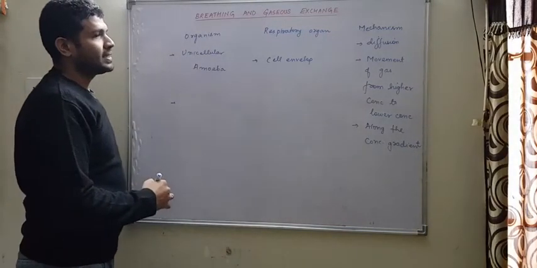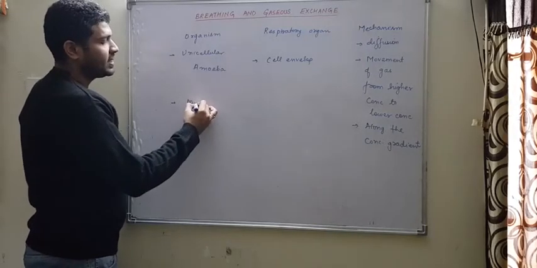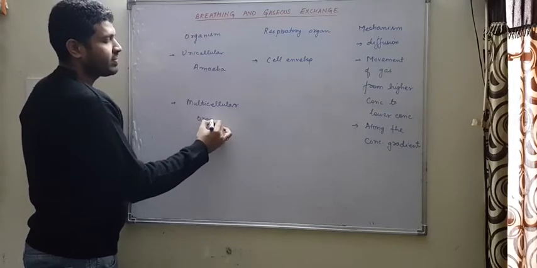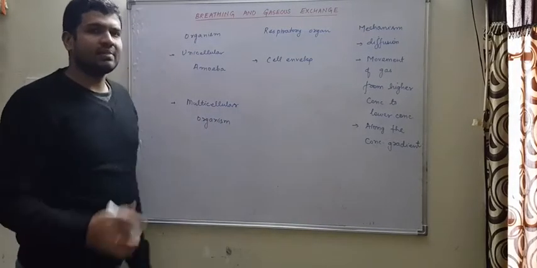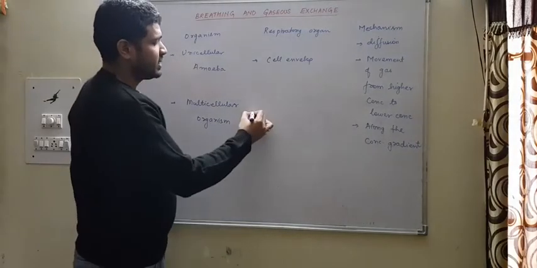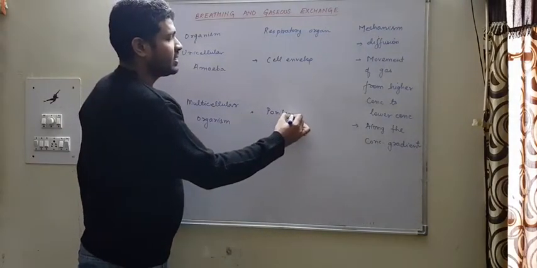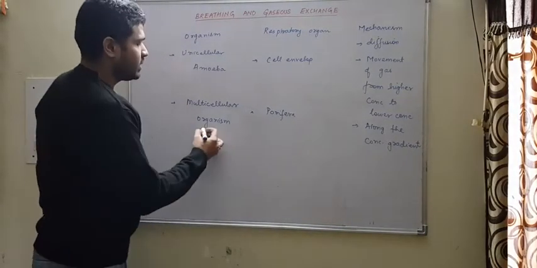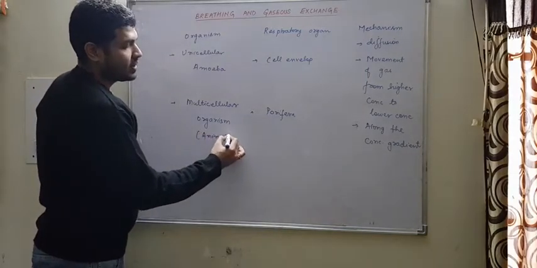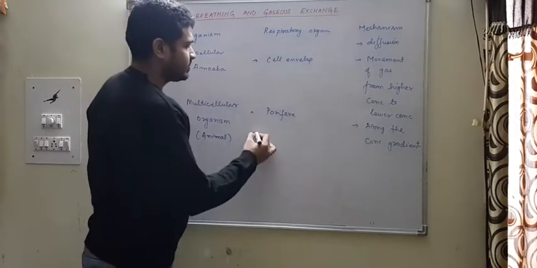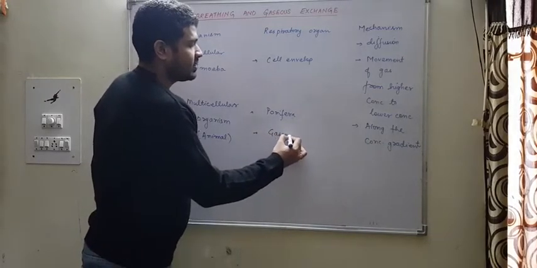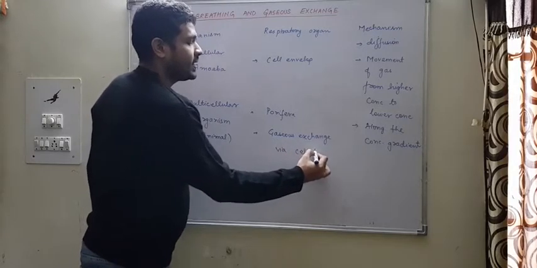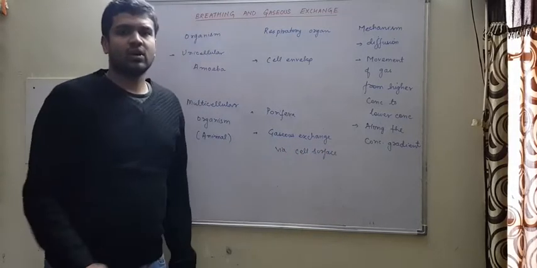If we talk about a multicellular organism, suppose Porifera, an animal, what happens there? There is gaseous exchange via cell surface. There are no special organs present in Porifera.